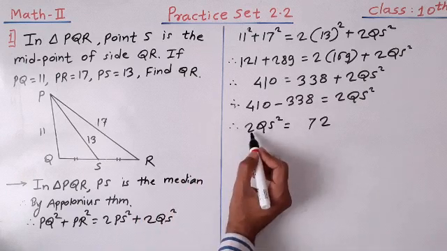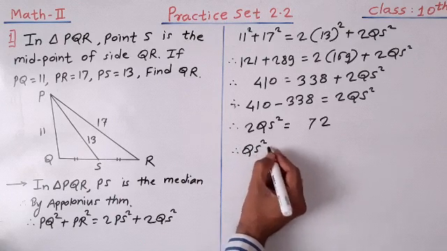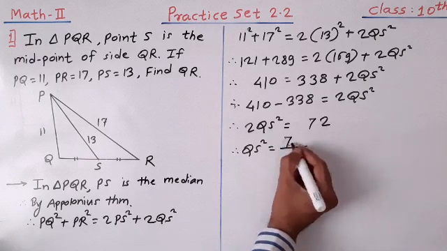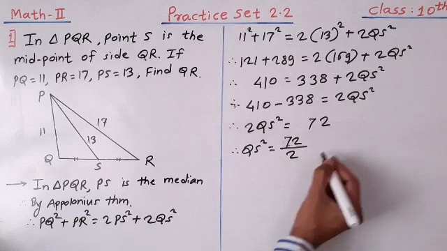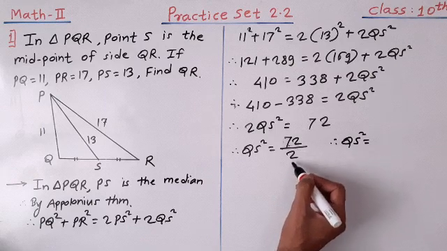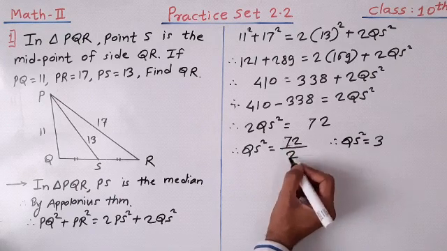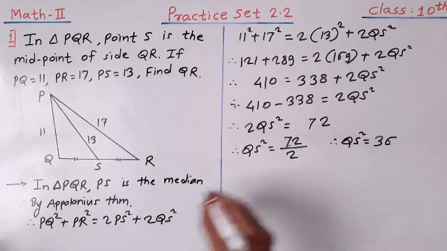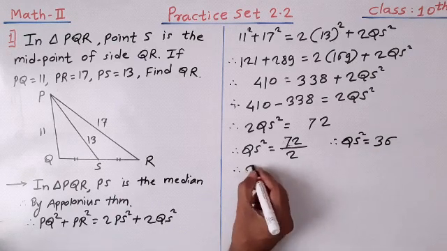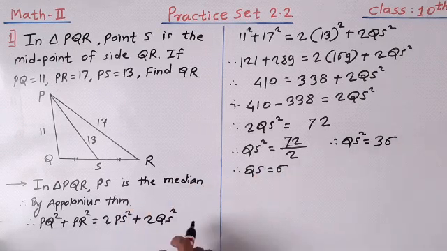Now 2 is multiplied here. If shifted to the right hand side, it becomes divided. Therefore, QS square is equal to 72 divided by 2. Therefore, QS square is equal to, if we divide 72 by 2, we get 2 3s are 6, remains 1, becomes 12, 2 6s are 12. QS square is equal to 36, and after taking square root on both sides, we get QS is equal to 6. 6 is the square root of 36.